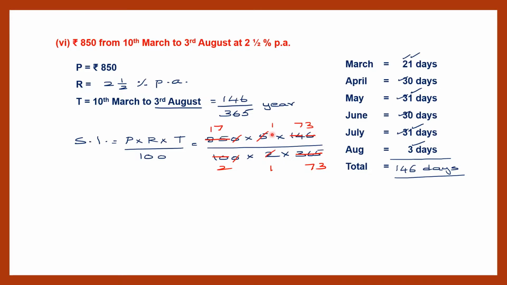We have 17 into 1 into 73. Here we have 2 into 1 into 73. We can cancel 73 and 73. So that is also cancelled. So in the numerator we have 17 into 1, which is 17. In the denominator we have 2 into 1. 2 ones are 2. So 17 by 2.